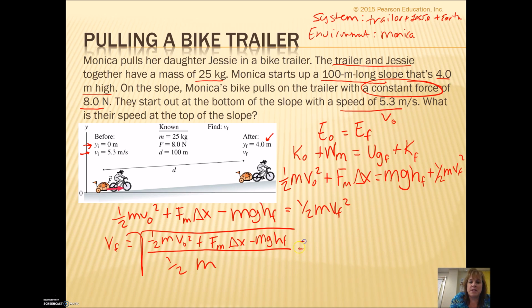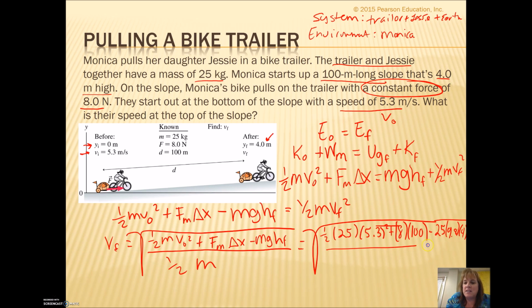All right, let's put some numbers into this lovely equation. We have our 1/2. The mass is 25. That initial velocity was 5.3. Don't forget to square that. The force is 8 newtons. The distance it travels is that 100 meters. It's not the height. It's the actual distance the force was applied. From that, we're going to subtract the mass, 25 times 9.8, and I'm running out of space here. 4 is the height, all divided by 1/2 times 25.